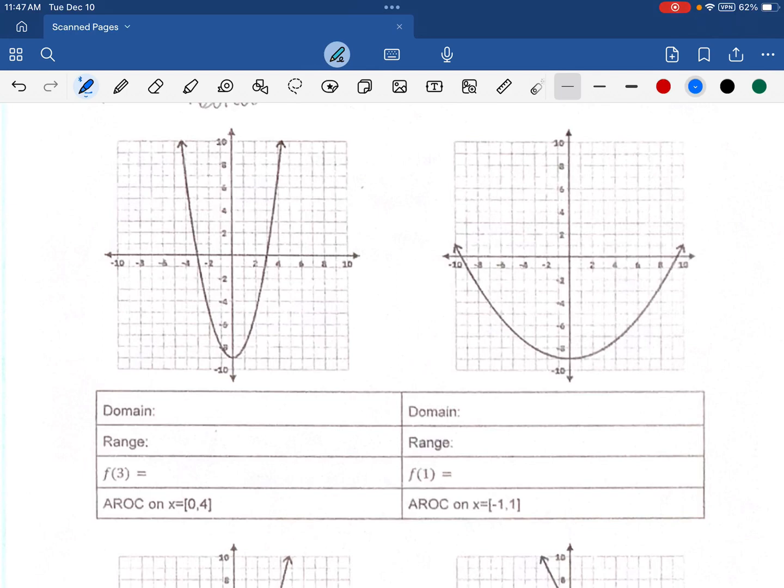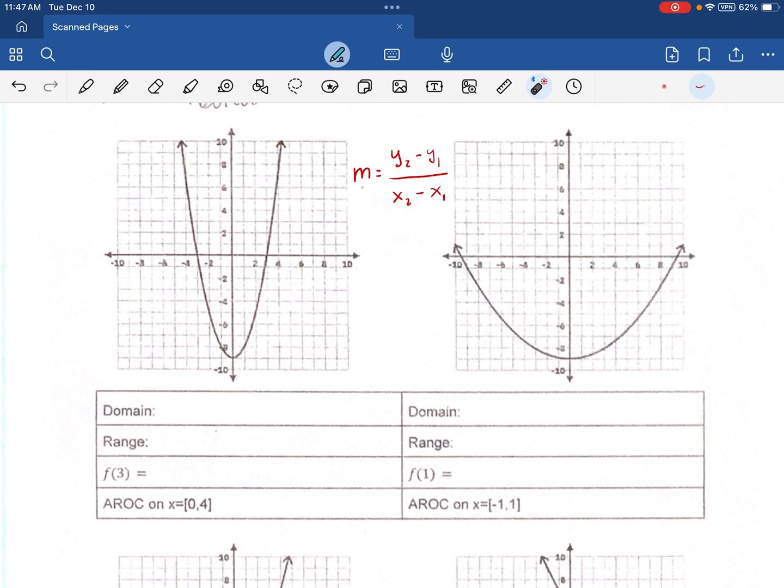Alrighty, welcome back. Right now we are talking about AROC, average rate of change. The first thing we need to remember about average rate of change is this super fancy equation that will be on the board for you when you retake this test. Remember, the equation is m equals y2 minus y1 over x2 minus x1.